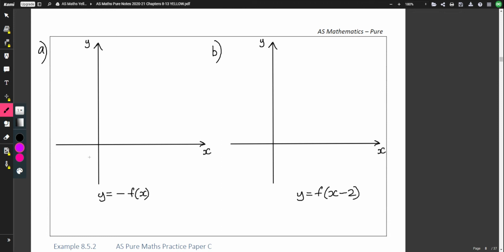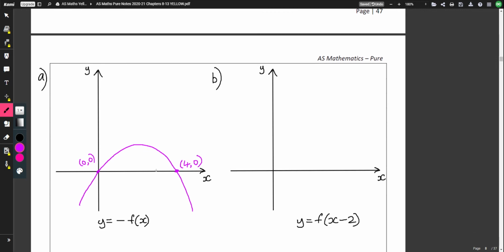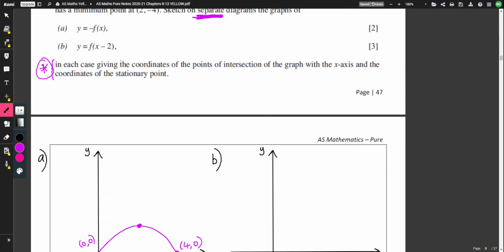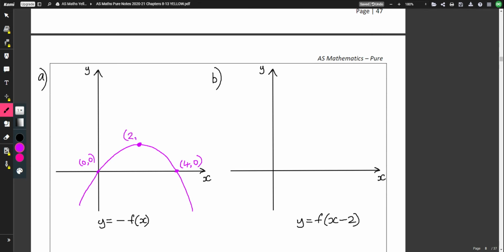It'll still go through the origin. It'll still go through (4, 0). But it'll now be that shape. So it still goes through (4, 0). Still goes through the origin. Remember, I'm doing here what the question asked. Give the coordinates of the point of intersection of the graph with the x-axis and the stationary point, which was here. It used to be at (2, -4). It's now going to be at (2, 4).